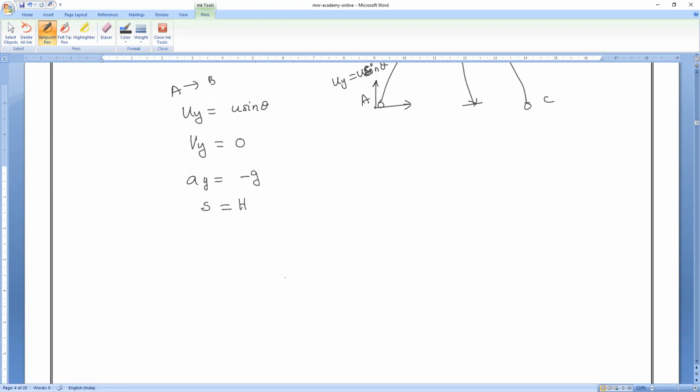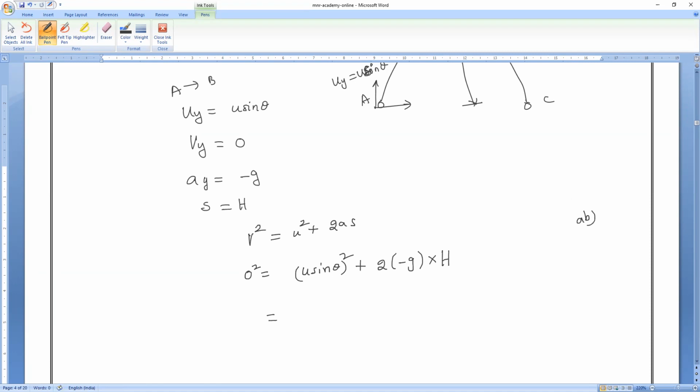So what is the formula? Which formula will we use? Velocity and displacement, no time. Which equation, brothers? Third equation of motion. Yes, v square is equal to u square plus 2as. So what is the final velocity? We all know 0. Initial velocity u sine theta whole square plus 2 into minus g into s, which means h.